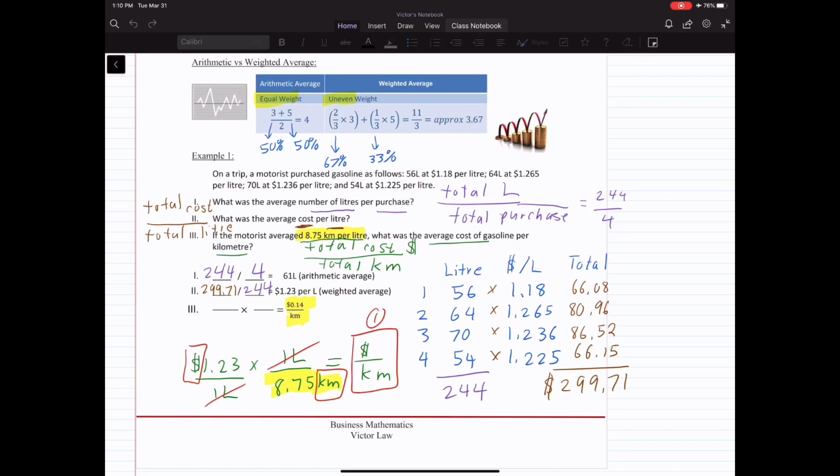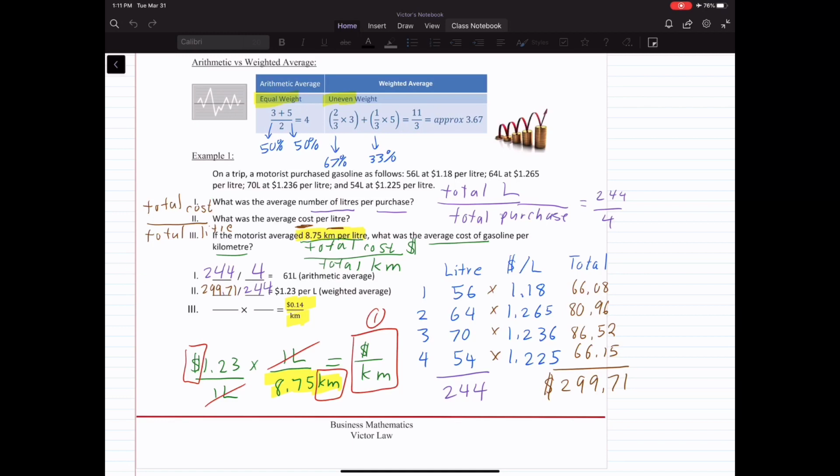So we have average number of liter per purchase in the questions. So therefore, we have total liter per total purchase. So total liter divided by total purchase. And the total number of liters that we have purchased is 244. And the total purchase is four purchases. There are 4 transactions, so 4 purchases. So we take 244 divided by 4, we're going to get 61 liter.